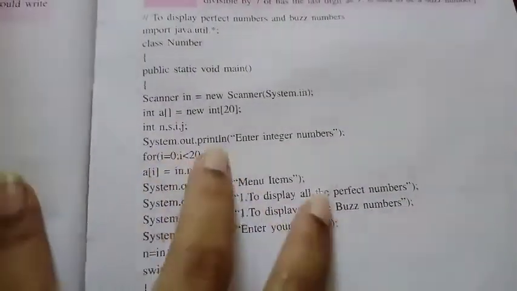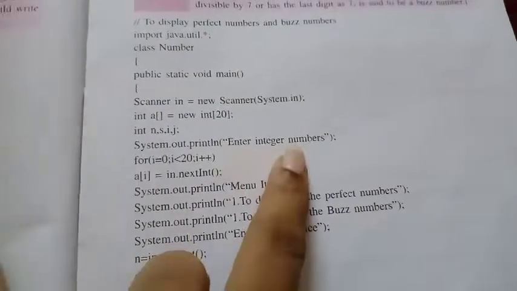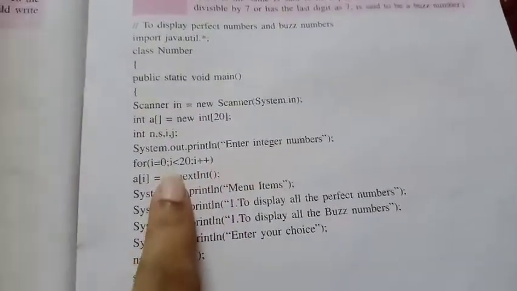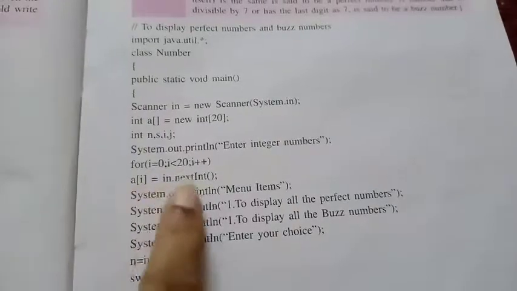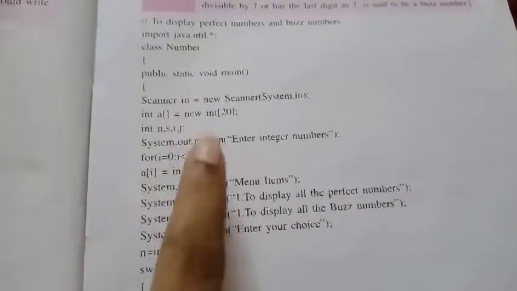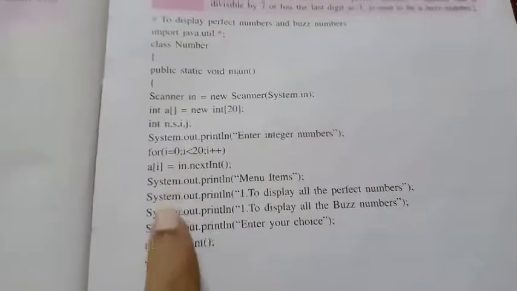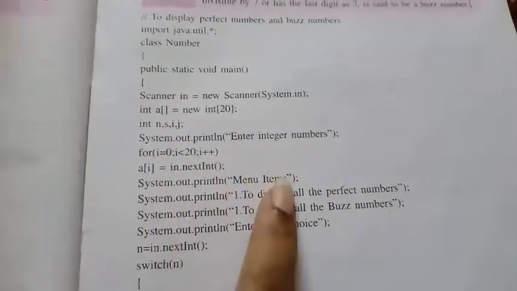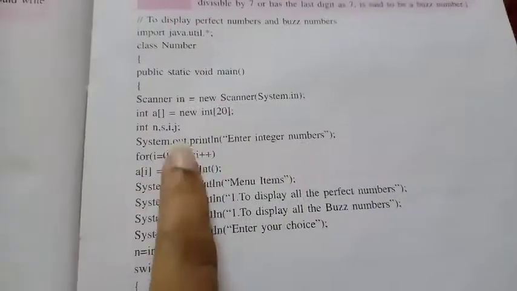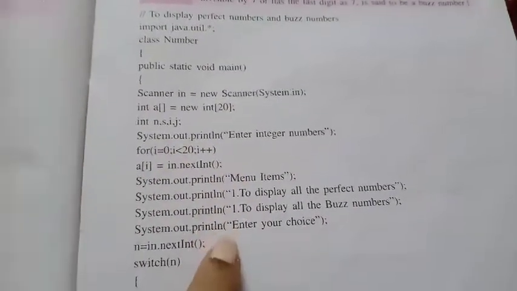Okay, so System.out.println, first enter the integer number. You are going to enter the integer number and it is going to be saved in the array A. All the 20 integers are going to be saved in the array A. Then the menu is going to be displayed here. After getting the 20 numbers, the menu has been displayed here.